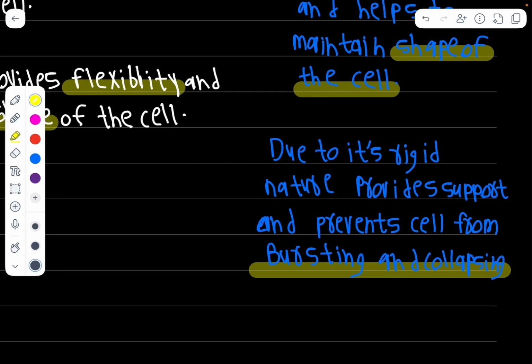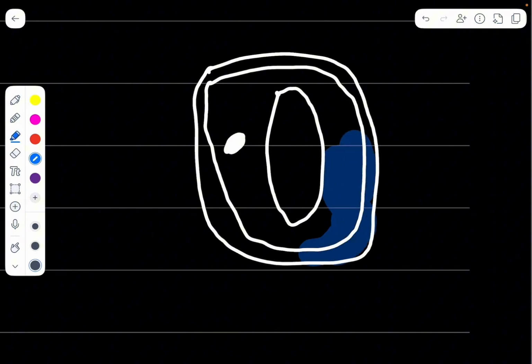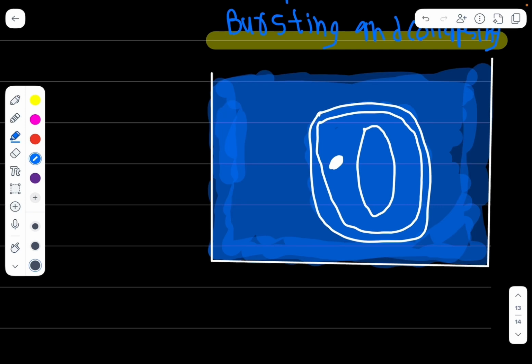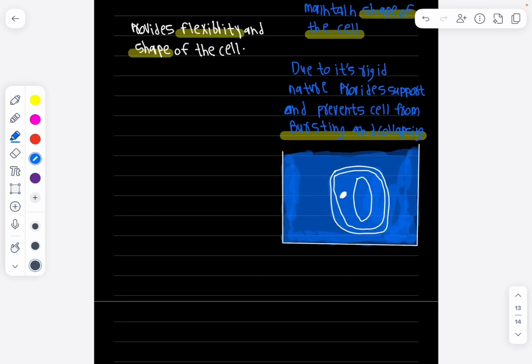It's so hard, it's so strong that it helps the plant from bursting and collapsing. If the water in the plant increases, then the cell wall will not burst. I will also draw this. So if this is a cell wall, and water fills in, water gets in the cell, you can understand that this is all water, premium quality water. So now you know that it will never burst, never ever.